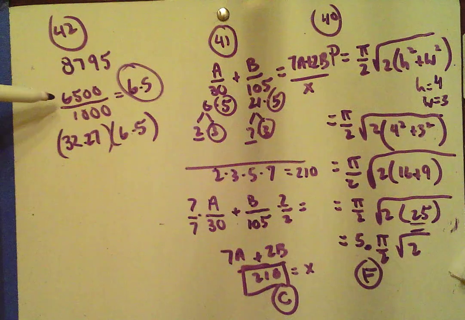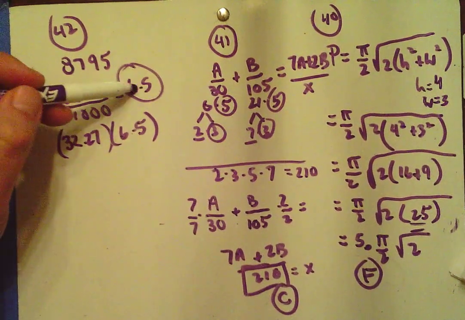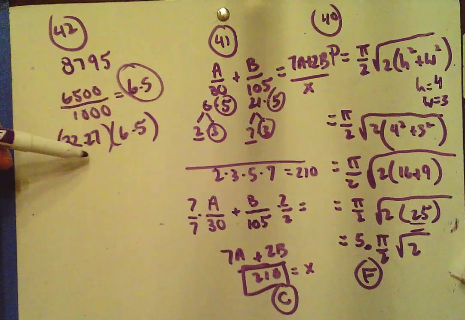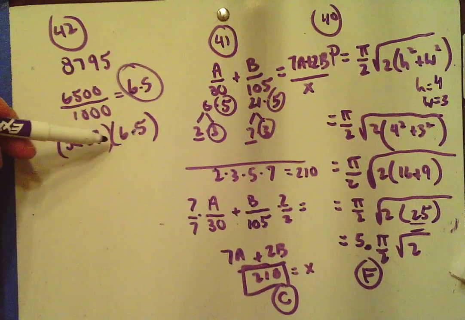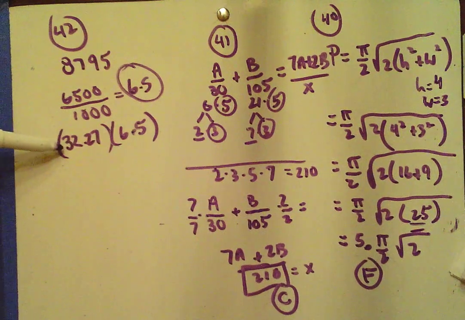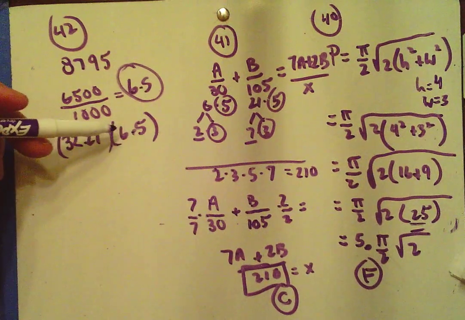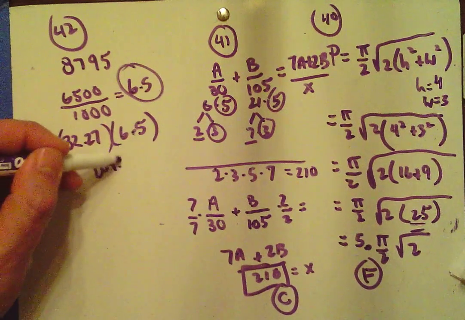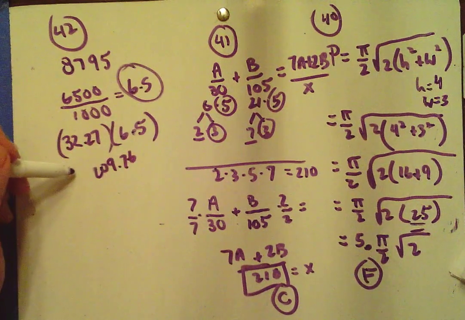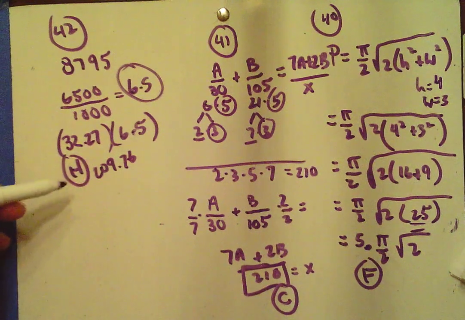She's going to borrow $6,500. How many thousands is that? That's 6.5 thousand. For every $1,000 she's borrowing, and she's borrowing 6.5 of those thousands, she has to pay $32.27 a month. And that's why her payment will be $209.76 per month, or choice H for 42.